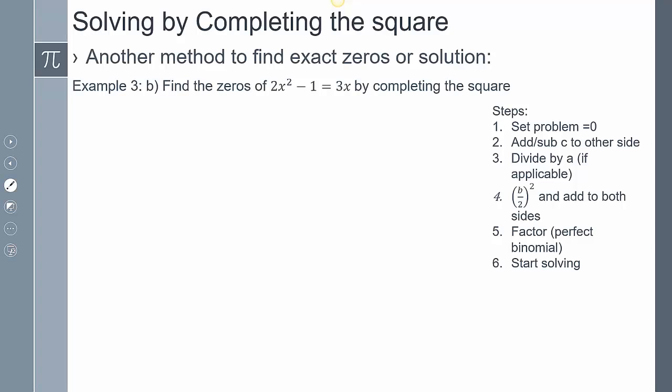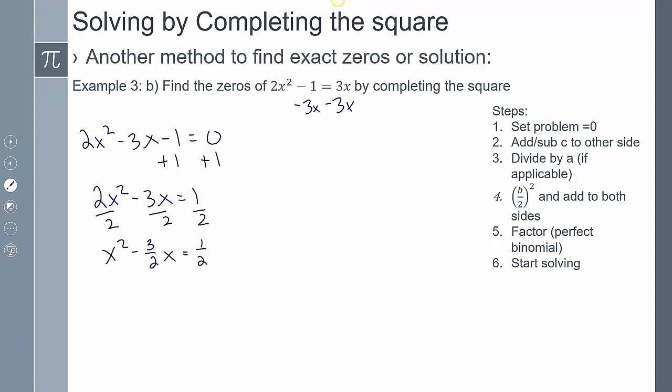Next one, it says find the zeros of 2x squared minus 1 equals 3x. So I'm going to set the problem equal to 0. Well, to do that, I'm going to have to subtract 3x from both sides, and I wrote it in descending order. That's really important to do. Then I want to add and subtract c to the other side, so I'm going to add 1 to both sides. Then step 3, divide by a if you're able to. So I have an a here, so I have to divide everything by that a. So I'm going to get x squared minus 3 halves x equals 1/2.